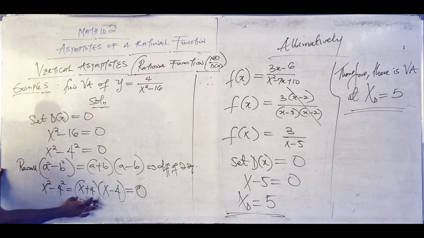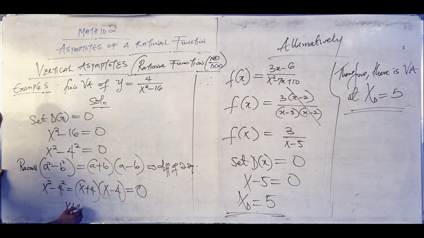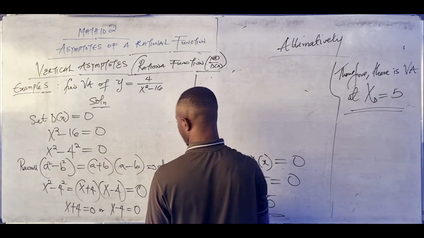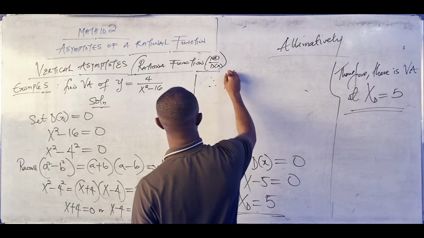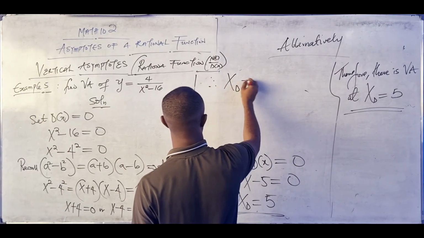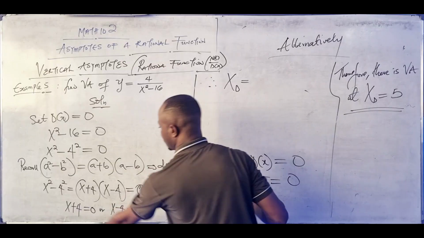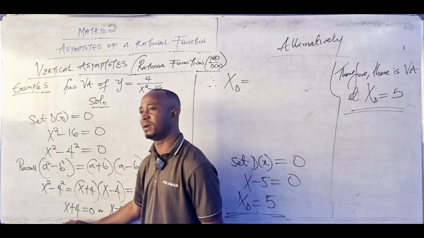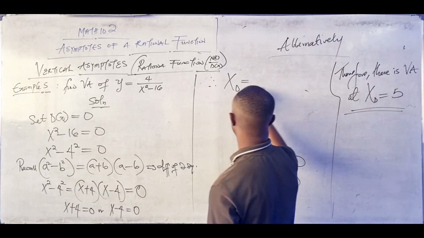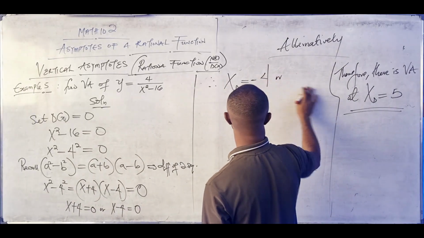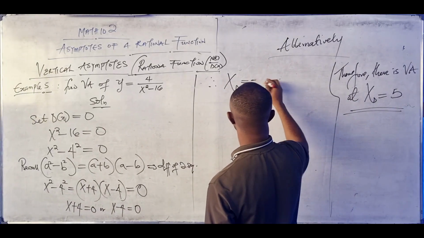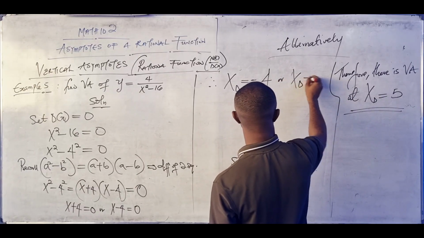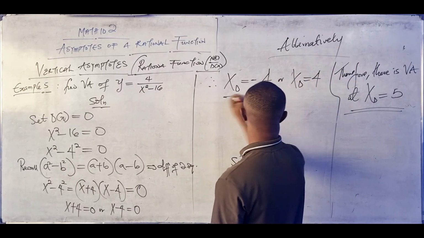So this becomes x plus 4 equals to 0, or x minus 4 equals to 0. So what would that be? Therefore, what's the first one there? Our x is equals to what? When you subtract 4 from both sides, what will be our x here? Minus 4, right? Or x equals to what? Somebody? 4. Final answer.